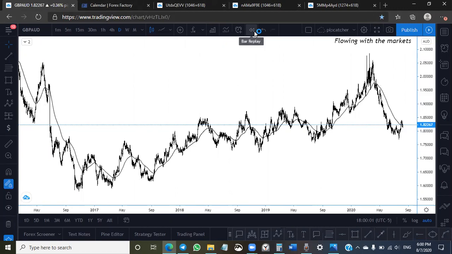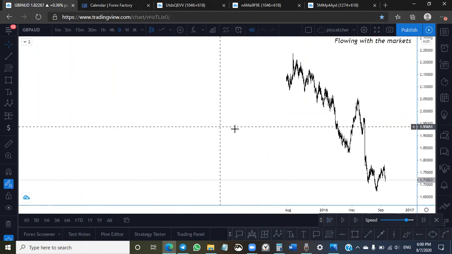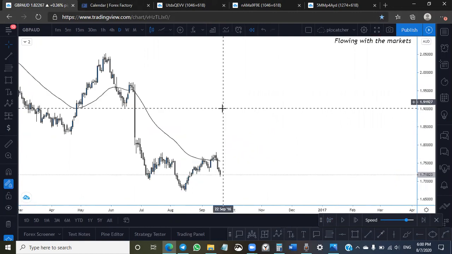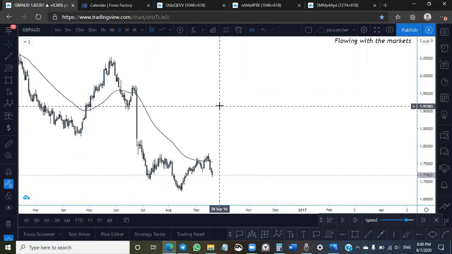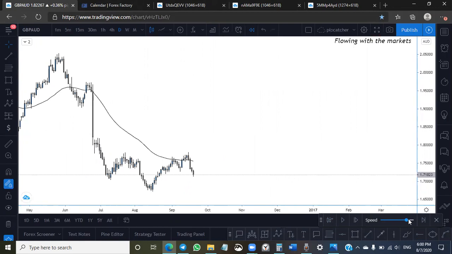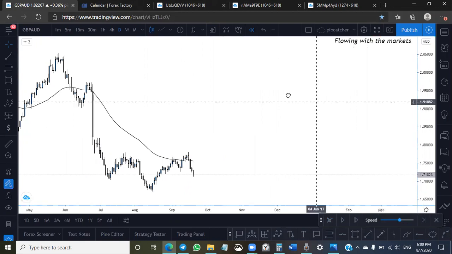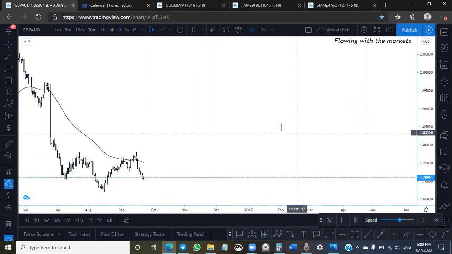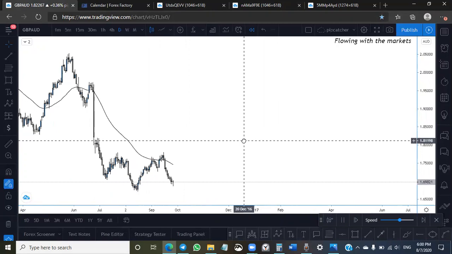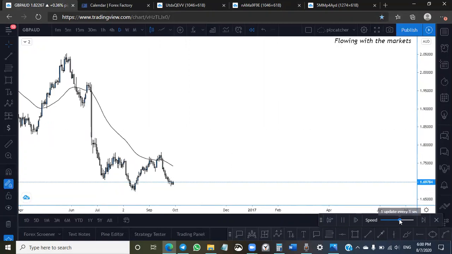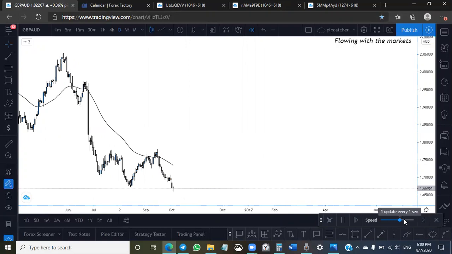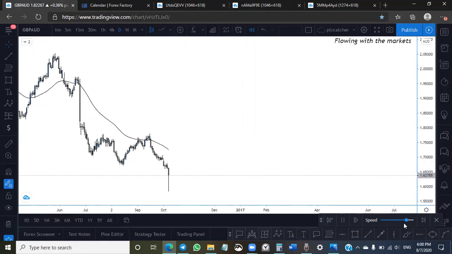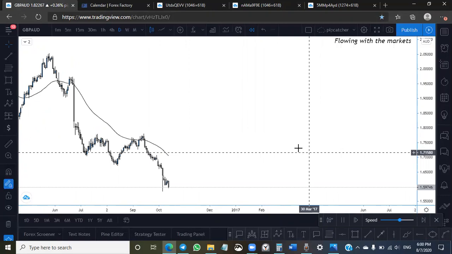So we are on GBPAUD, and I guess we can just start right here, I suppose. Okay, so we are just going to let the market play out a little bit, so we can see where we're at, see what's going on, just examine the market, right? Stay patient in these markets.